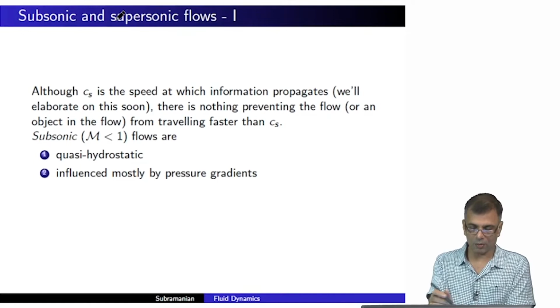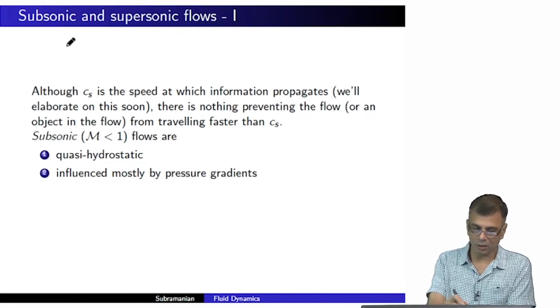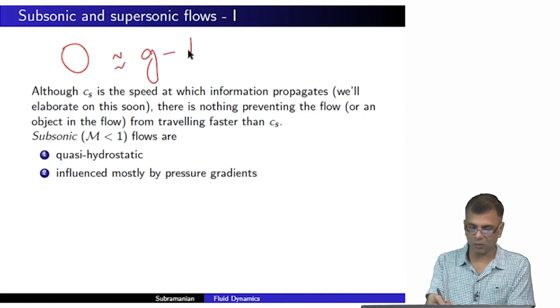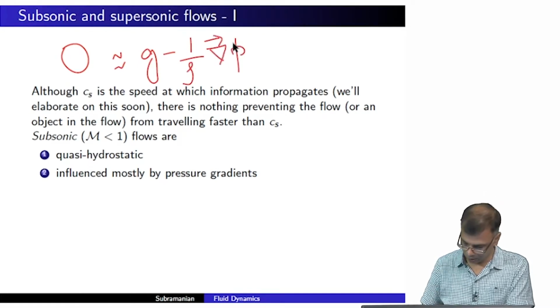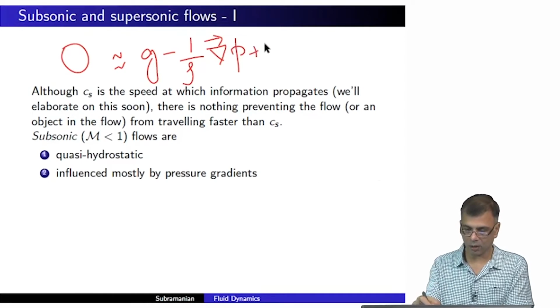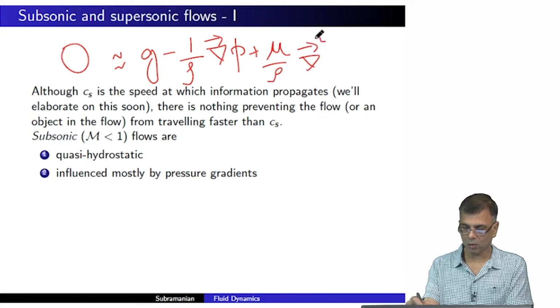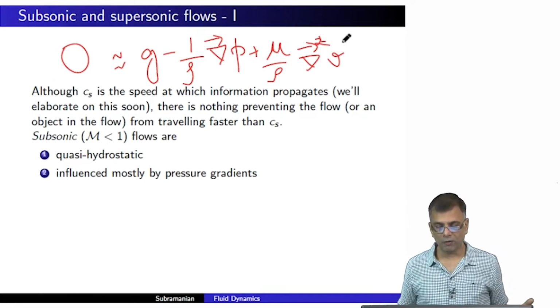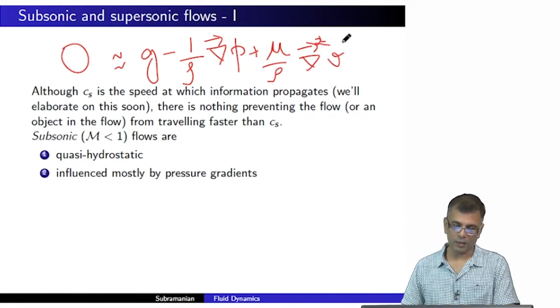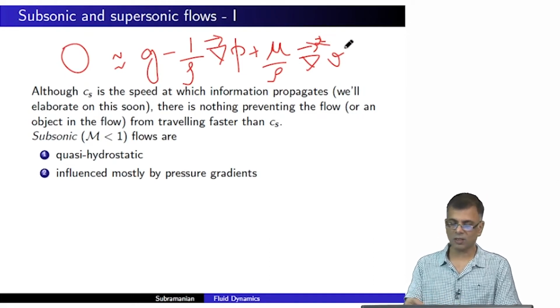So, the equation essentially becomes 0 is approximately equal to g minus 1 over rho grad p plus mu over rho Laplacian of v. This is what the Navier-Stokes equation starts looking like, right. So, this is the vector Laplacian. Now, this is not that important for the time being, we can just drop this.